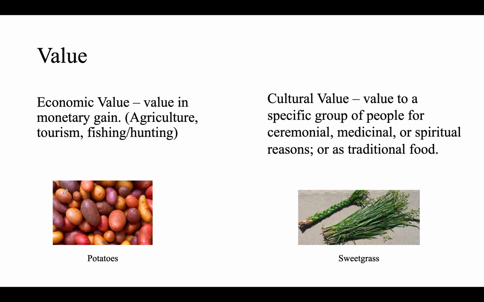And then on the other side, we have species that have cultural value. Cultural value is a value to a specific group of people for ceremonial, medicinal, or spiritual reasons, or it could also be a traditional food. So here we have an example of sweetgrass for cultural value, which is important to a lot of indigenous groups in North America for different purposes. And then on the economic side, we have potatoes, because we can grow and sell potatoes for economic purposes.